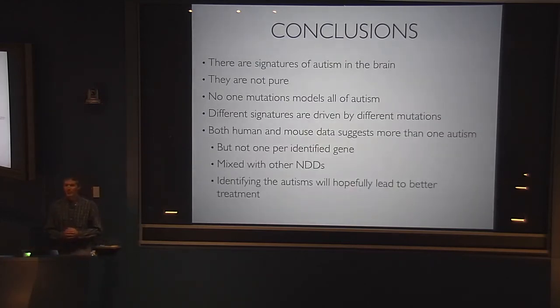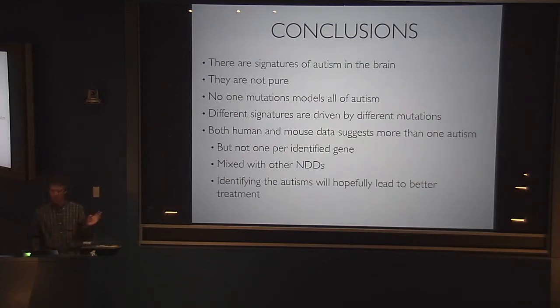And both the human and the mouse data cleanly suggest that there's more than one autism, but there's not one identified per gene. It's mixed in with the other neurodevelopmental disorders, especially with ADHD. And then hopefully, as we're starting to really understand what these subgroupings might be or what some cleaner subgroupings are, maybe they lead to better paths to treatment.